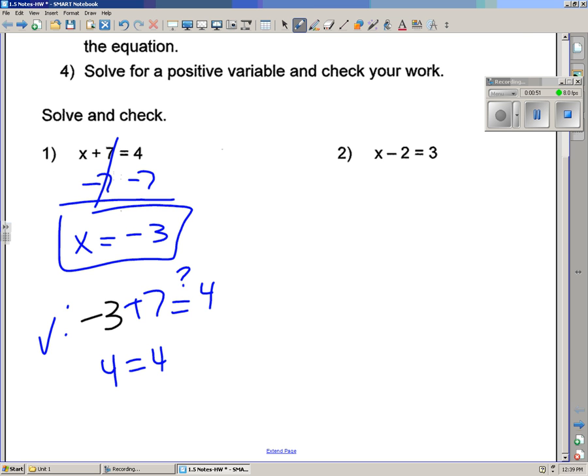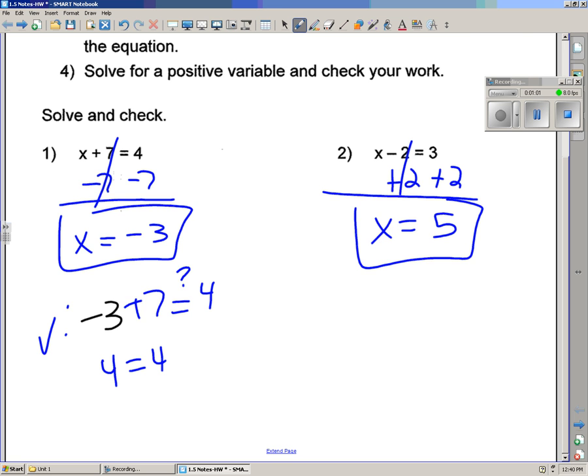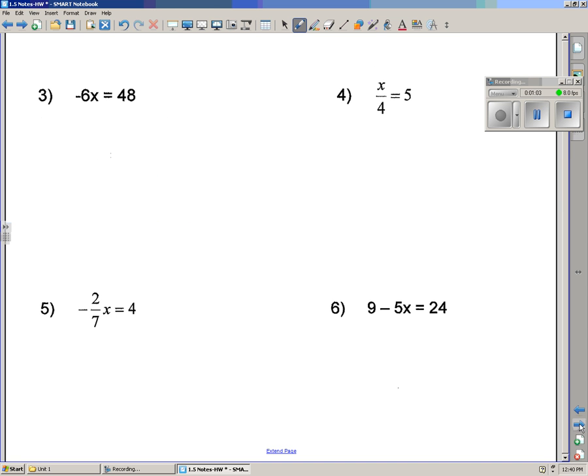Second one, x subtract by 2 equals 3. You're going to add 2 to both sides. Those are inverses, they go away, and your value for x is just 5. Third example, -6 times x. You undo multiplication by division, divide both sides by -6, and x equals -8.